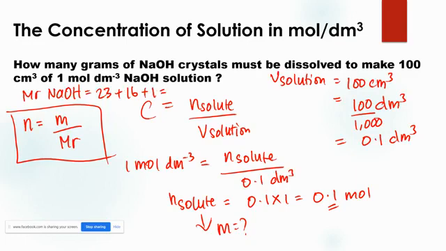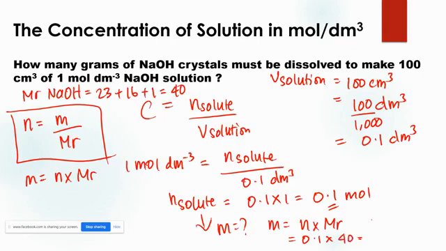So 23 plus 17 is 40. The MR value of sodium hydroxide is 40. So mass equals to mole times MR. The mole is 0.1 and the MR of sodium hydroxide is 40.